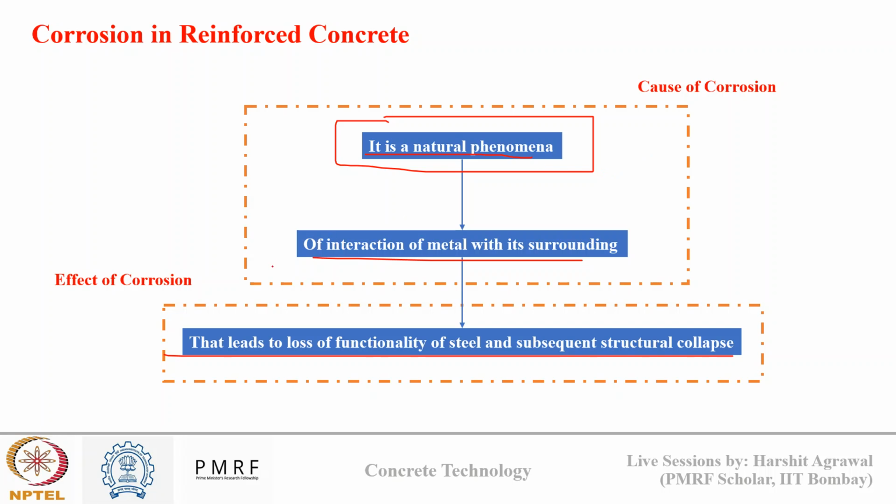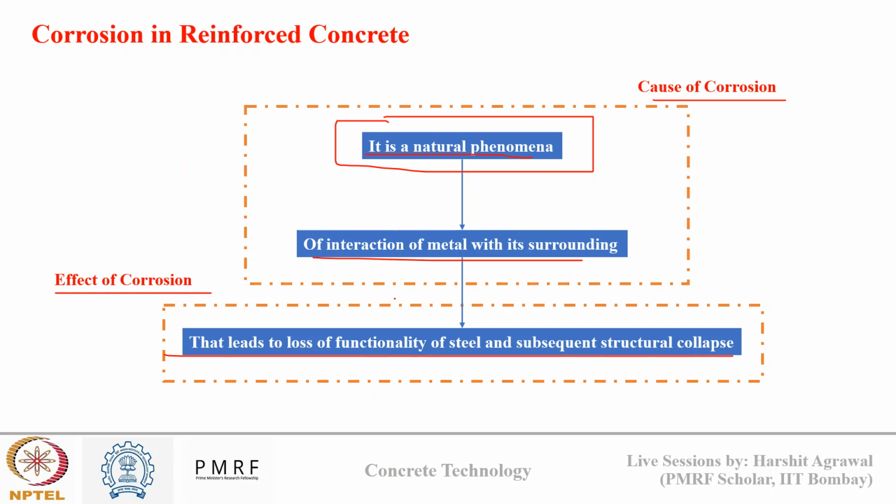Okay, second point, that is interaction of metal with its surrounding, it defines the kinetics of the reaction, at what rate the corrosion reaction will occur. And the third point, that is loss of functionality of steel and subsequent structural collapse, it defines the result of corrosion action. Okay, what is the effect of corrosion? So from first two points, we are understanding the cause of corrosion, and the last point gives us the effect of corrosion.